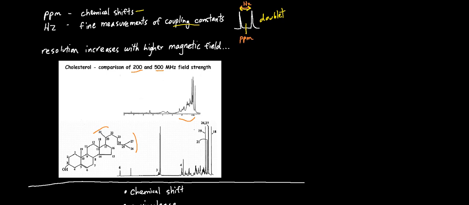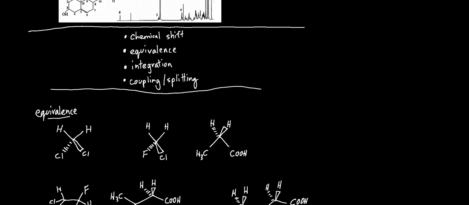And it makes sense because if you had a scale, say, from 0 to 4,000 hertz, like a 400 megahertz instrument, and you took it to 600 megahertz, you're spreading everything out on the scale. So a doublet that originally is like this would look more like this at 600. So you can get resolution of overlapping signals if that's the problem, which it often is. We're going to focus on interpretation of NMR. And these four terms or concepts are the most important.